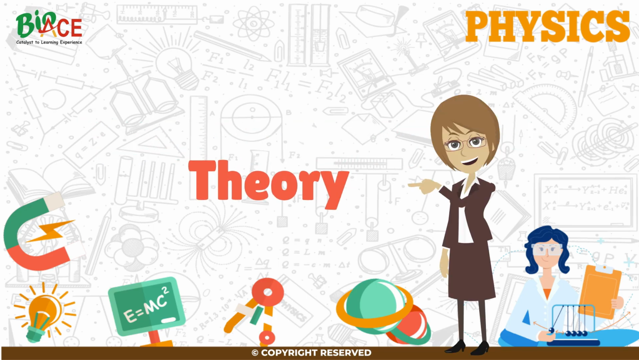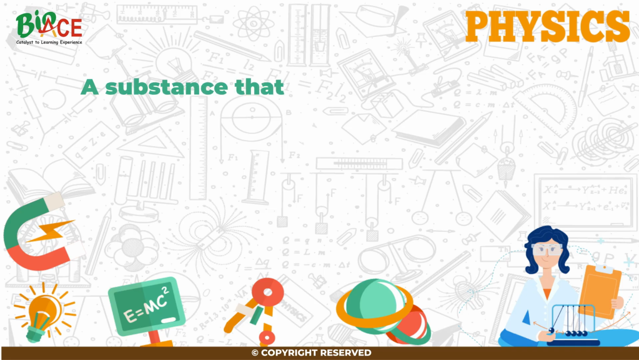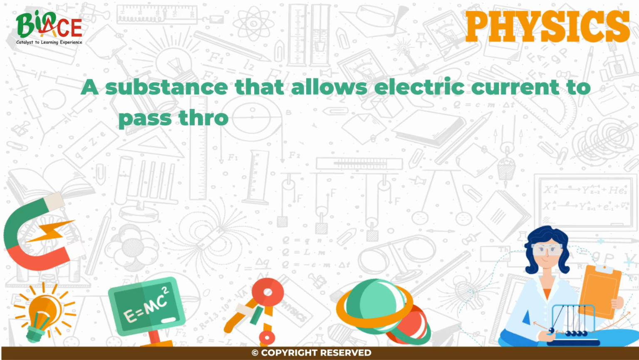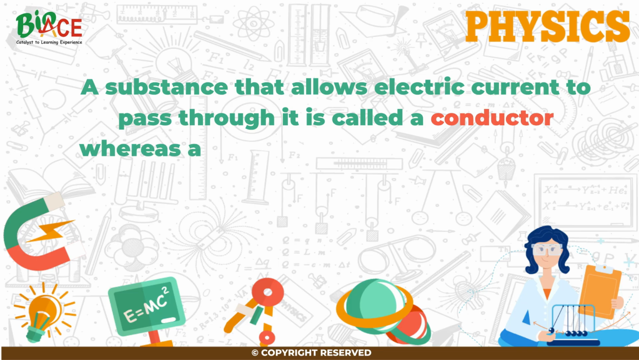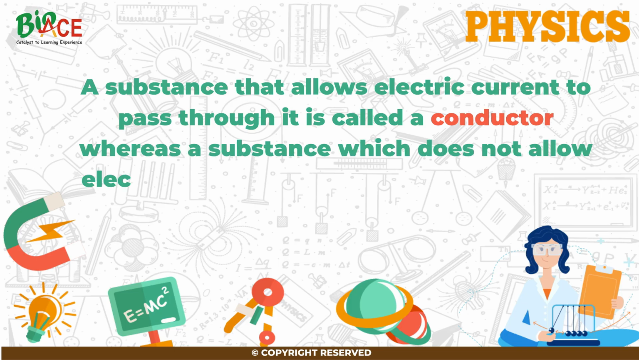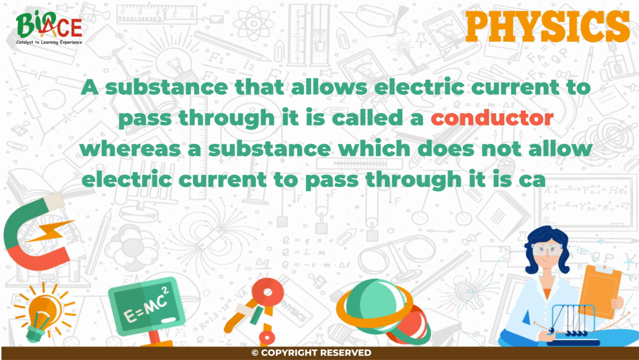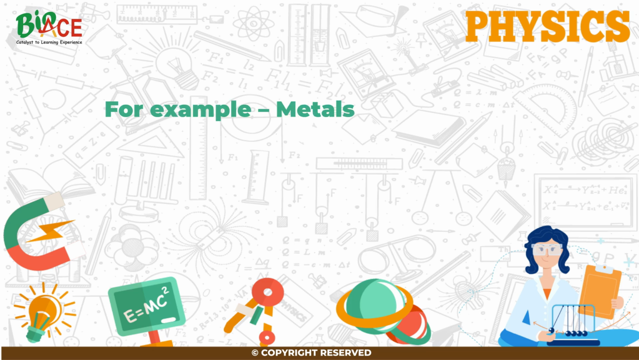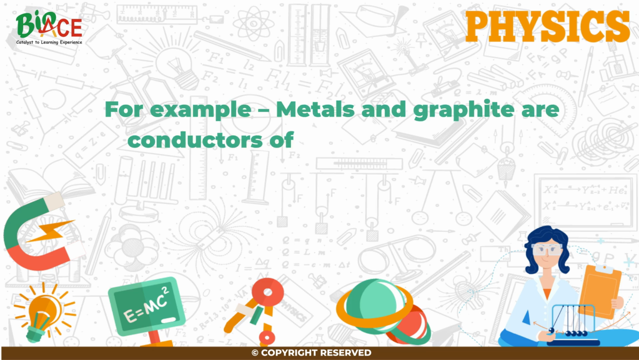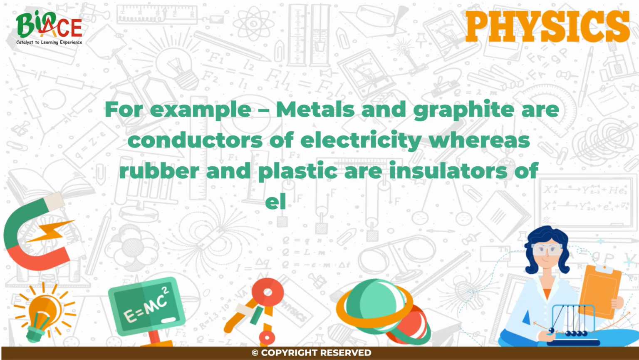Theory. A substance that allows electric current to pass through it is called a conductor, whereas a substance which does not allow electric current to pass through it is called an insulator. For example, metals and graphite are conductors of electricity, whereas rubber and plastic are insulators of electricity.